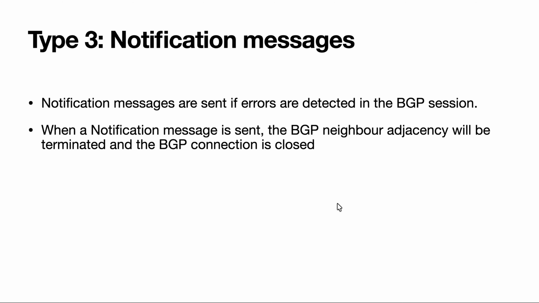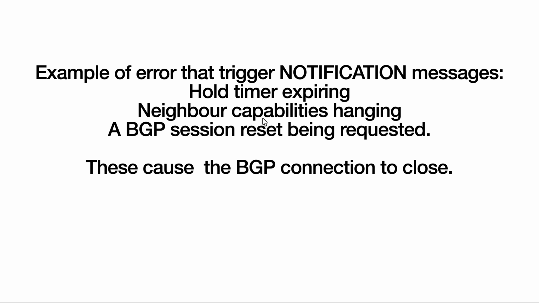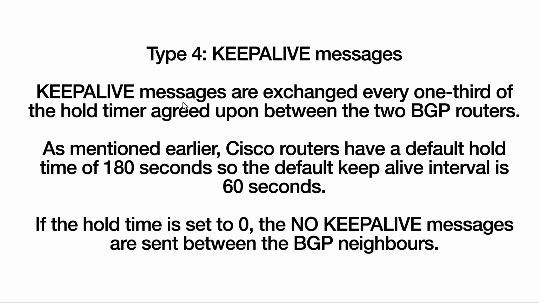So when a notification message is sent, the BGP neighbor adjacency will be terminated, and the BGP connection is going to be closed. Okay, notification messages are sent. Same slide there. So examples of events that trigger notification messages are the hold time expiring, neighbor capabilities changing, or a BGP session being requested to close. These cause BGP connections to close. And keepalive messages.